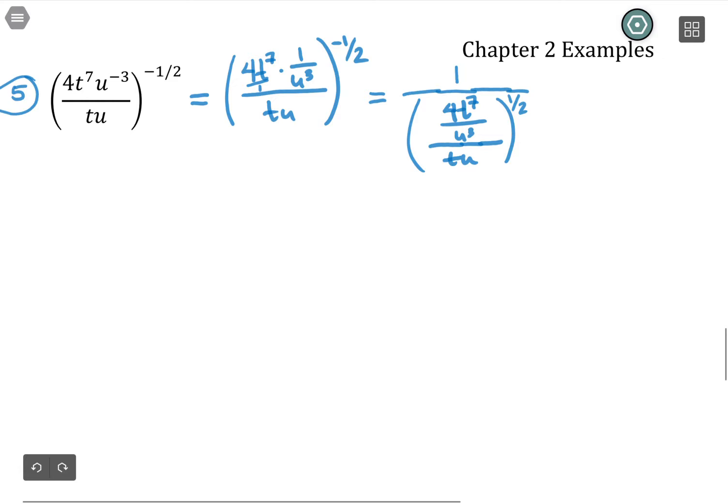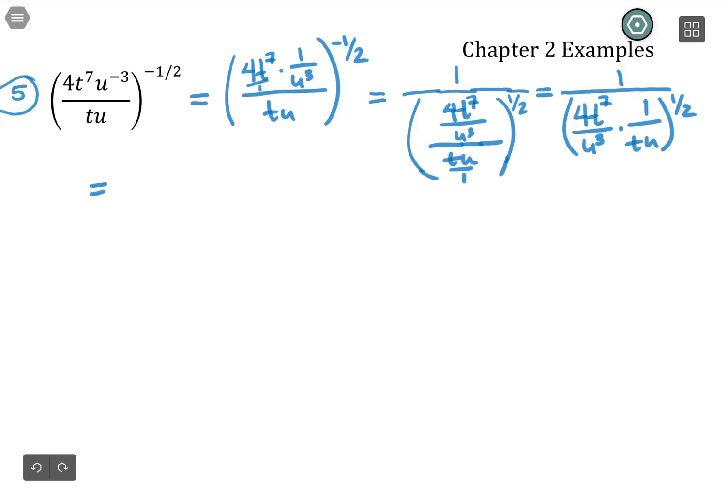Make sure you pay attention to where the big fraction bar is. That tu is on its own in the bottom. So when I go next to multiply by the reciprocal, it's the reciprocal of tu over 1, not the reciprocal of u cubed over tu. That can actually be pretty easy to mess up if you're not being careful about how you write these things. Okay, so when I multiply by the reciprocal, I have 4t to the 7 over u cubed times 1 over tu, all raised to the 1/2 power.